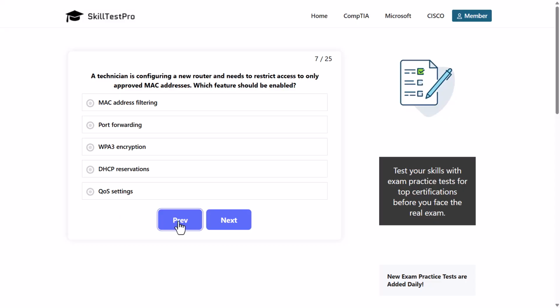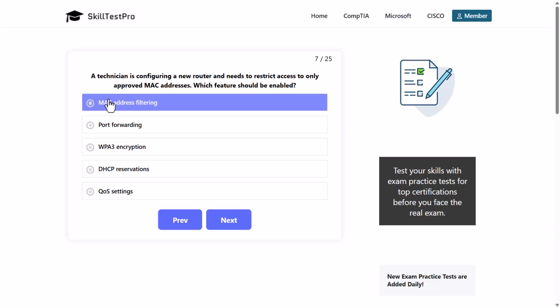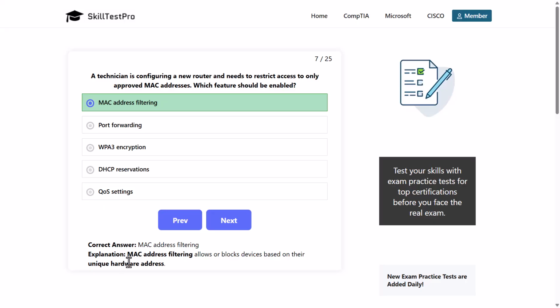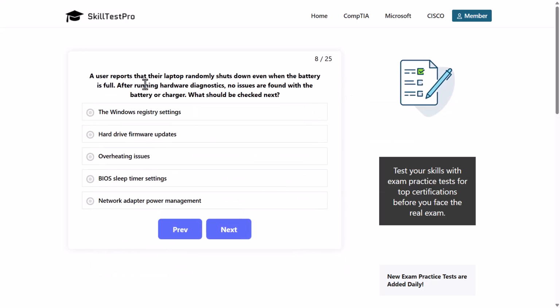And here the correct answer is MAC address filtering, as MAC address filtering allows or blocks devices based on their unique hardware address. A user reports that their laptop randomly shuts down even when the battery is full. After running hardware diagnostics, no issues are found with the battery or charger. What should be checked next?